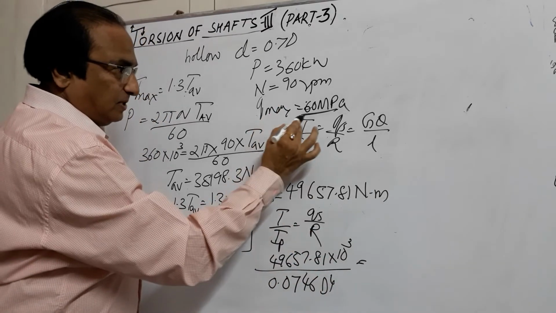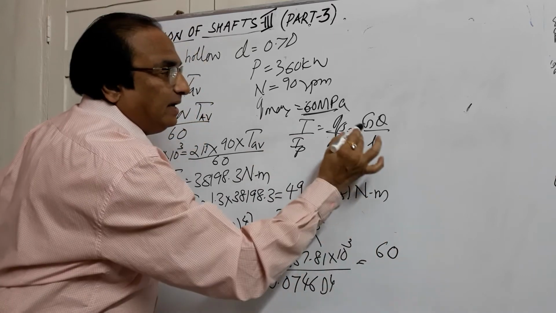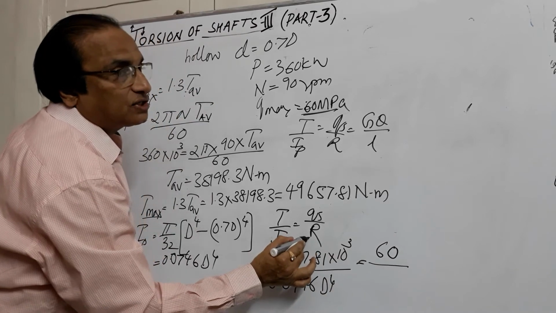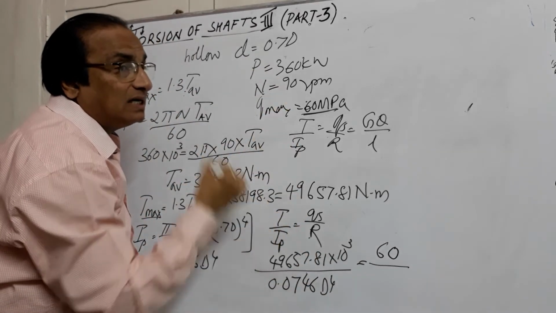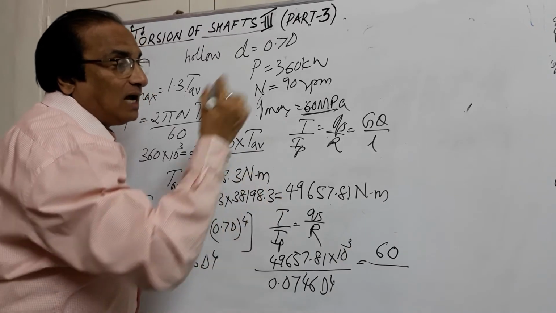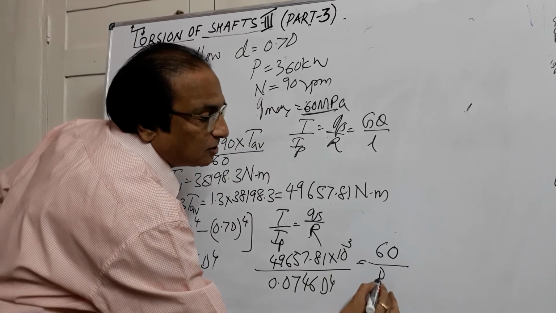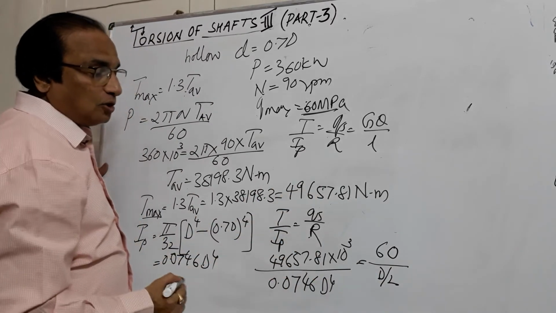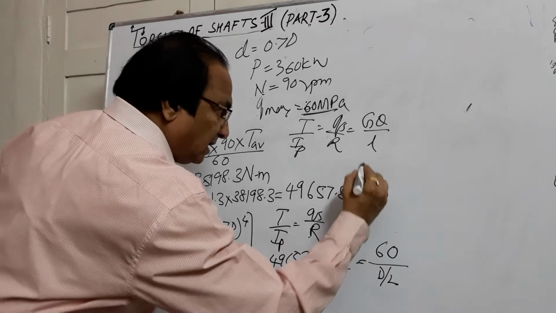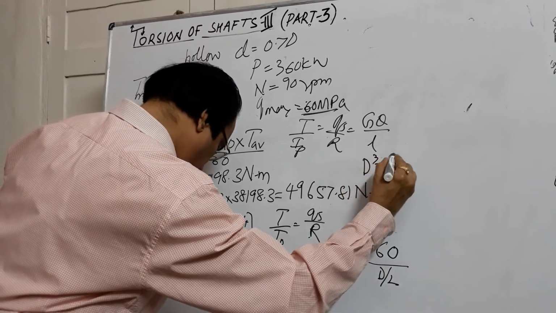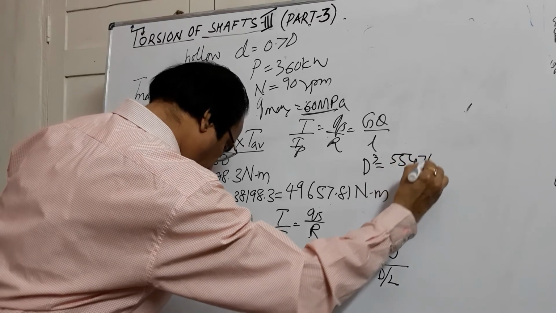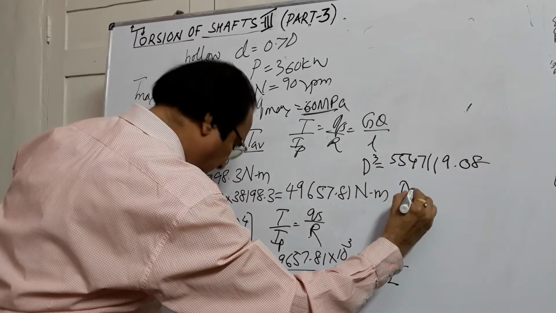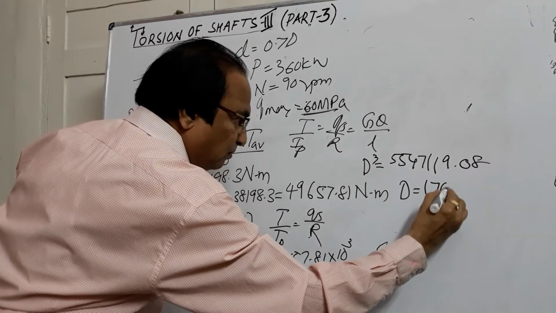Fs, the maximum permissible shear stress, is 60 MPa. MPa is nothing but Newton per mm square only, divided by R, the distance of the extreme fiber from the center, that is the radius of the shaft, and the outer radius is to be taken. So this will be d by 2, the outer radius. If you simplify for this, you get d cube will be equal to 5547119.08, and the value of d will be equal to 176.93 mm.